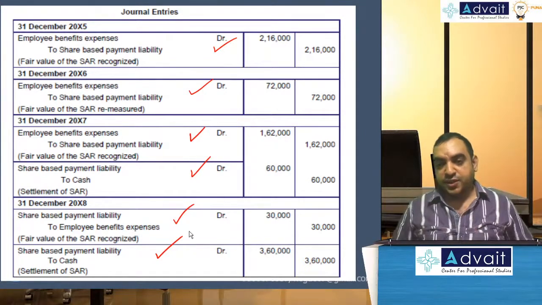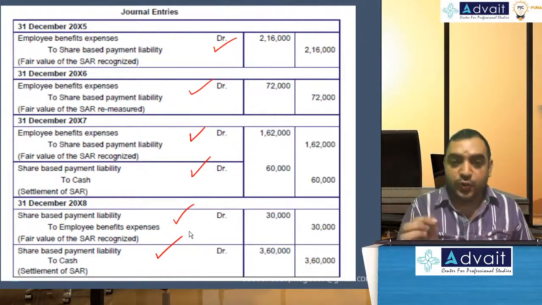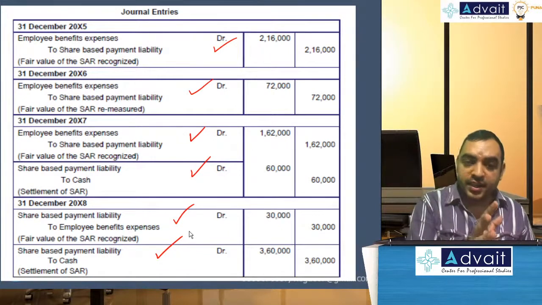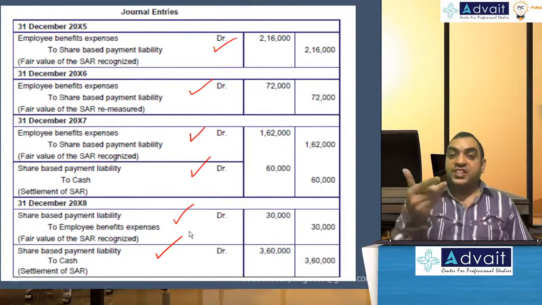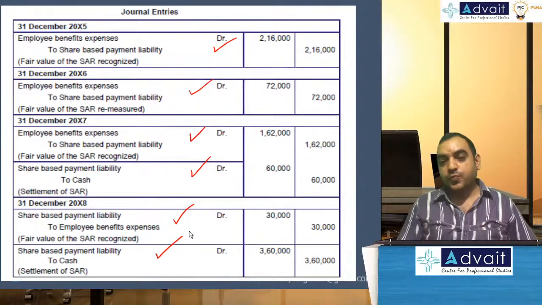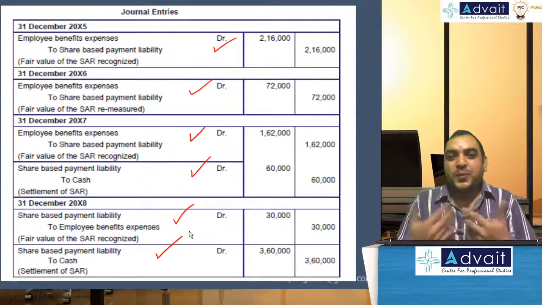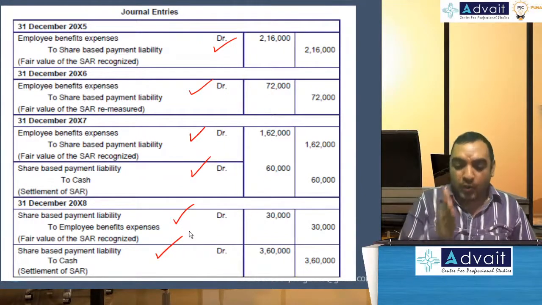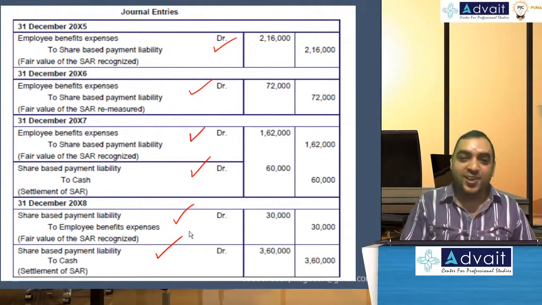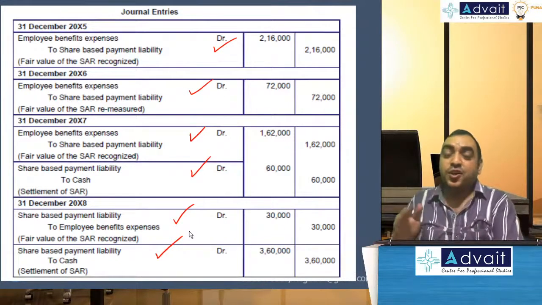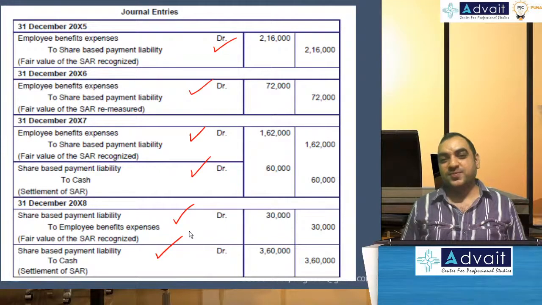I'm again getting the question about the difference between intrinsic value and fair value. Intrinsic value is the difference between market price and exercise price. The present value of that is called fair value. The thing is, it is not required for exams. I don't know why people are getting confused. On the grant date, and at the end of every year, you should go for fair value. At the time of settlement, for the purpose of payment, you go for intrinsic value. That's all.